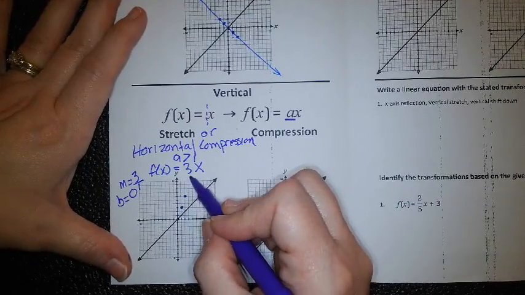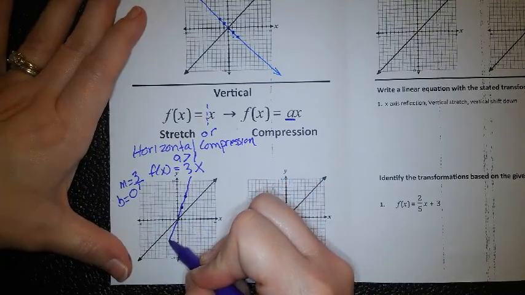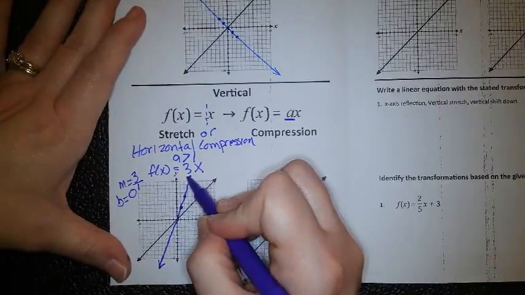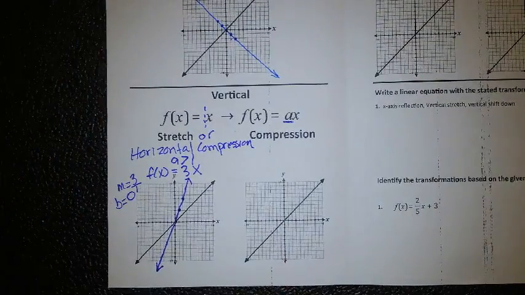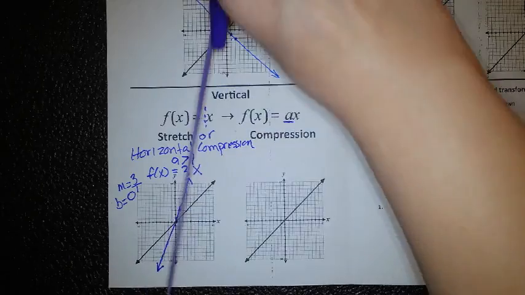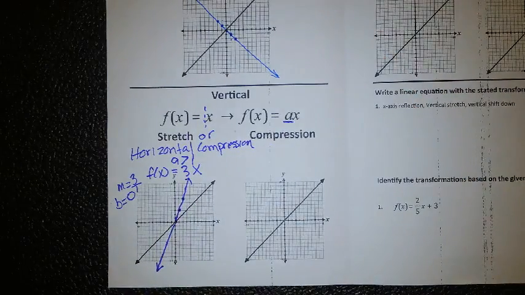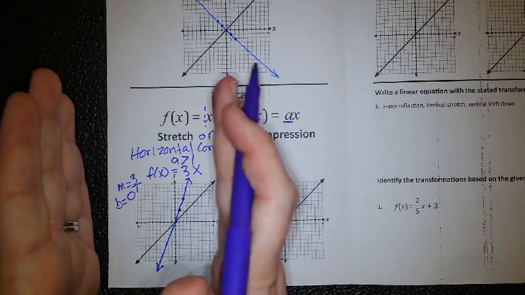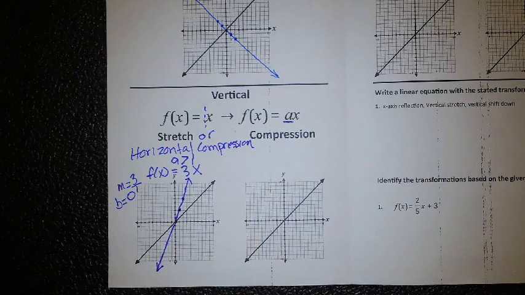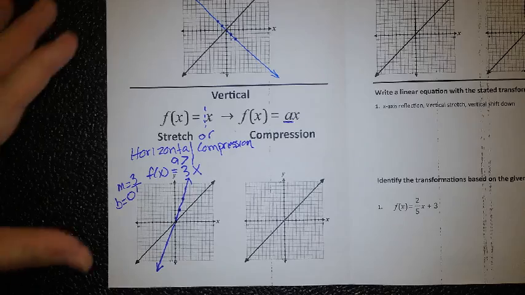So then here is my new transformed parent function. And you can see that slope is much steeper. So that's what we call a vertical stretch, or a horizontal compression. Like you're squeezing it in this way and making it almost look like a thinner line.